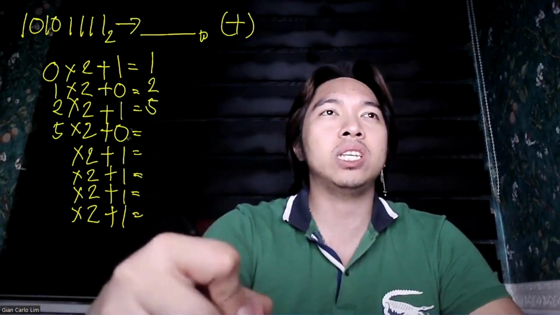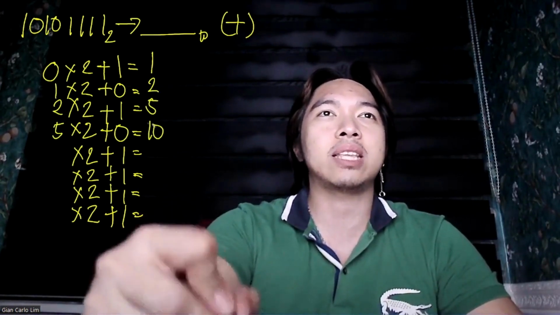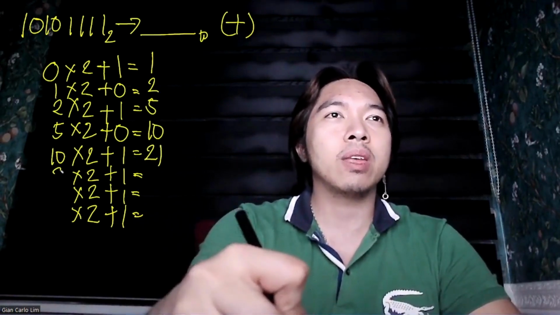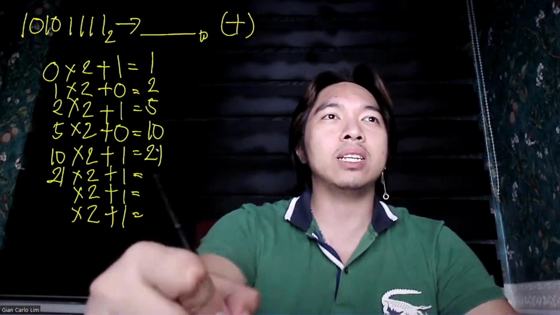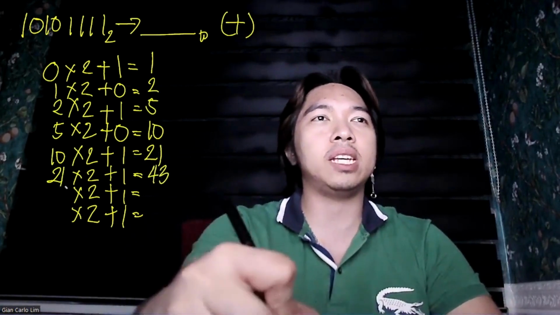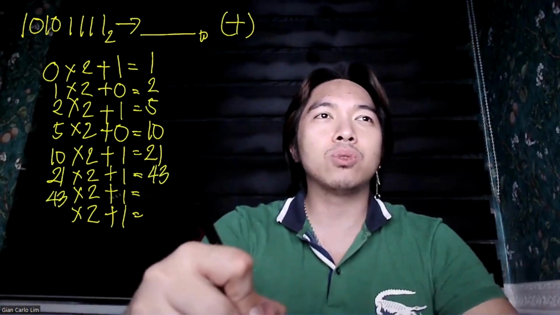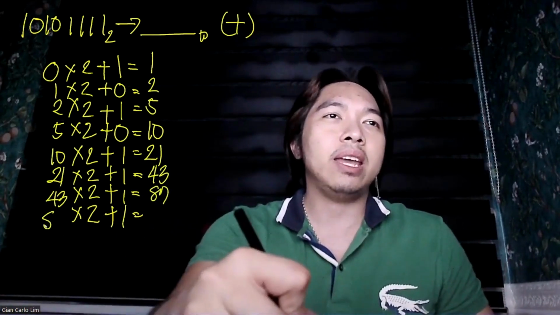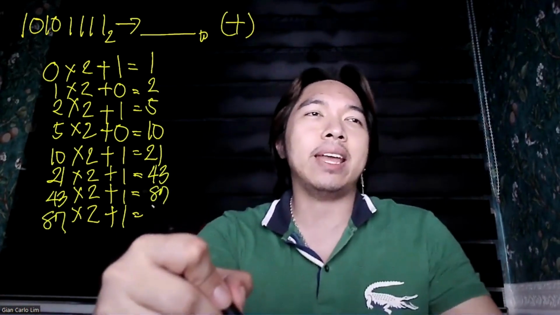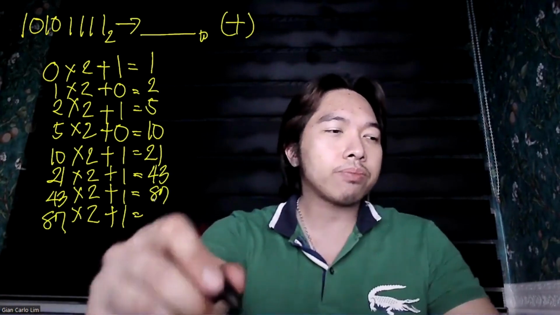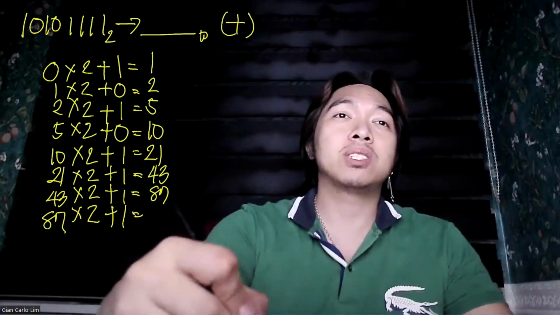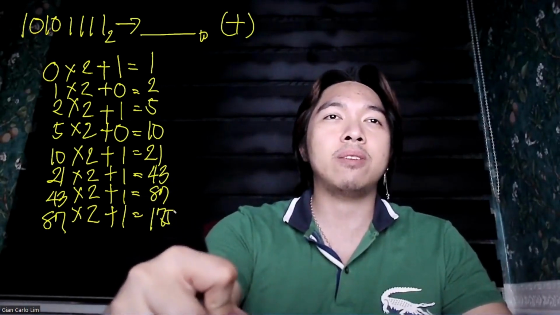5 times 2 is equals to 10 plus 0, so that is 10. 10 times 2 is equals to 20 plus 1, so that is 21. 21 times 2, so that is 42 plus 1, so that is 43. 43 times 2, so that is 86 plus 1, so 87. And then 87 times 2, so that is 174 plus 1, so that would be 175 base 10.